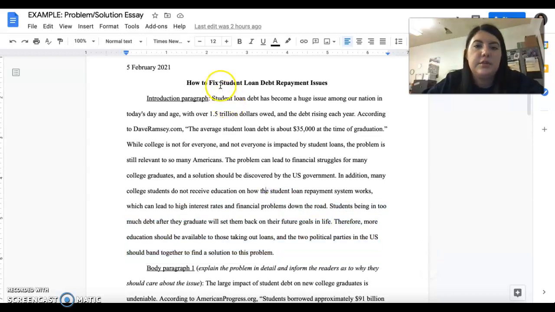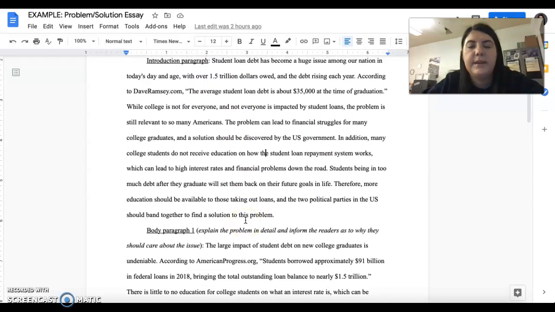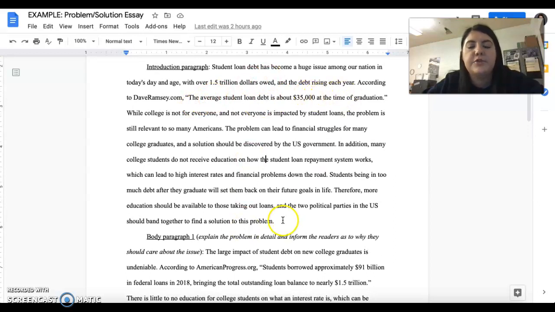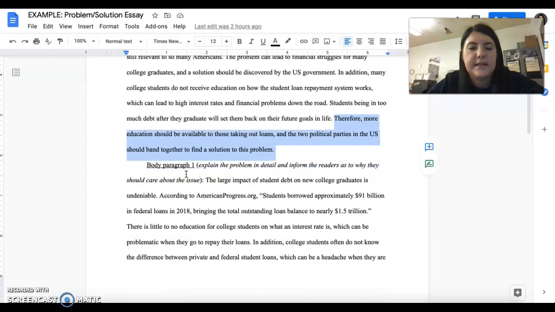I'm talking about student loan debt and the problems with that. So in my introduction I have all that background information that's important. I have shocking statistics throughout, and my solution is my thesis statement.